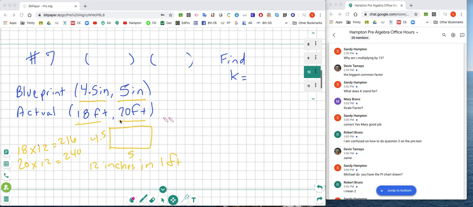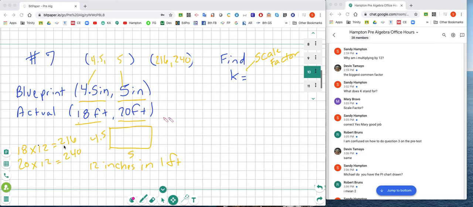Now we're ready to figure out the ordered pairs we're going to use to find our scale factor. Remember, K is just the scale factor. It's the number that we multiply the first ordered pair by in order to get the second ordered pair. The first ordered pair is going to be pretty easy. This one's going to be 4.5 and this one's going to be 5. Now the second one is going to be 216, because again we multiplied by 12 to make it inches, and then 240 to make it inches.